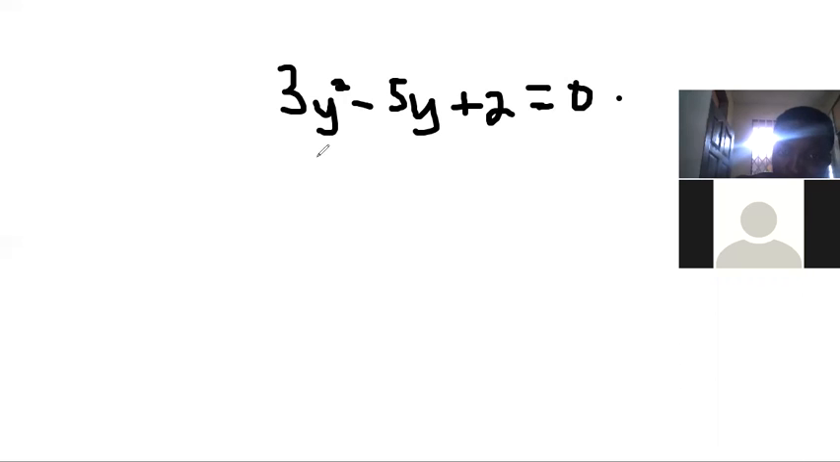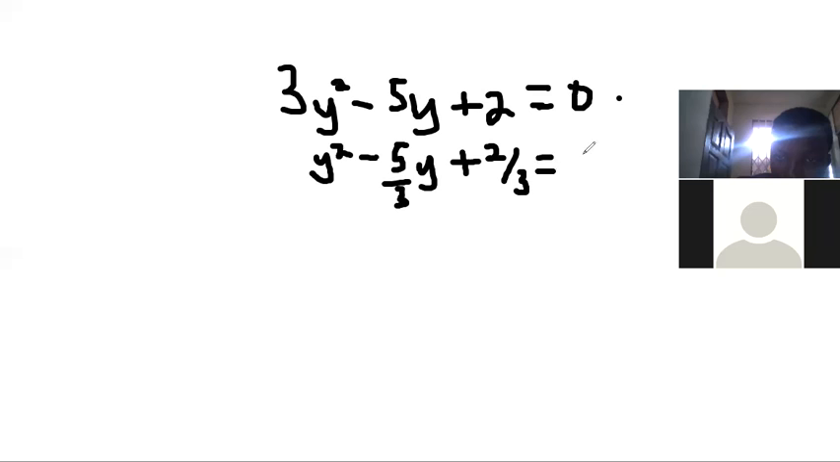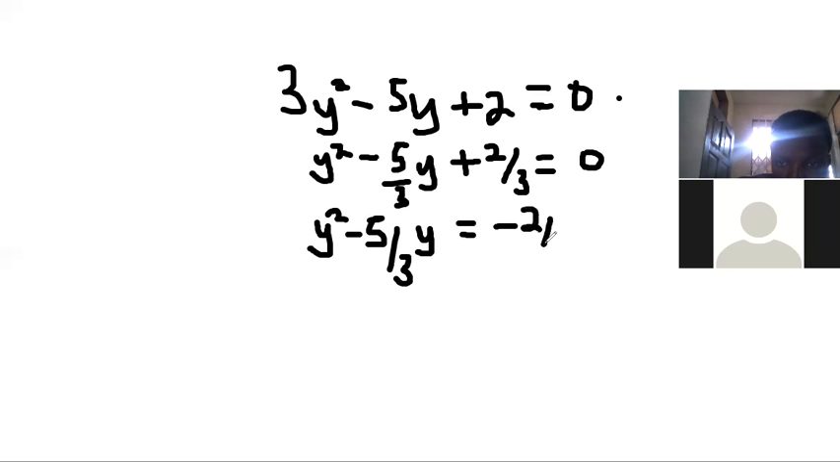When we divide through by 3, we are going to get y squared minus 5 all over 3 y plus 2 all over 3 is equal to 0. Then the next thing we can do is take away this and bring it to the right hand side. So we can get y squared minus 5 all over 3 y is equal to minus 2 all over 3.